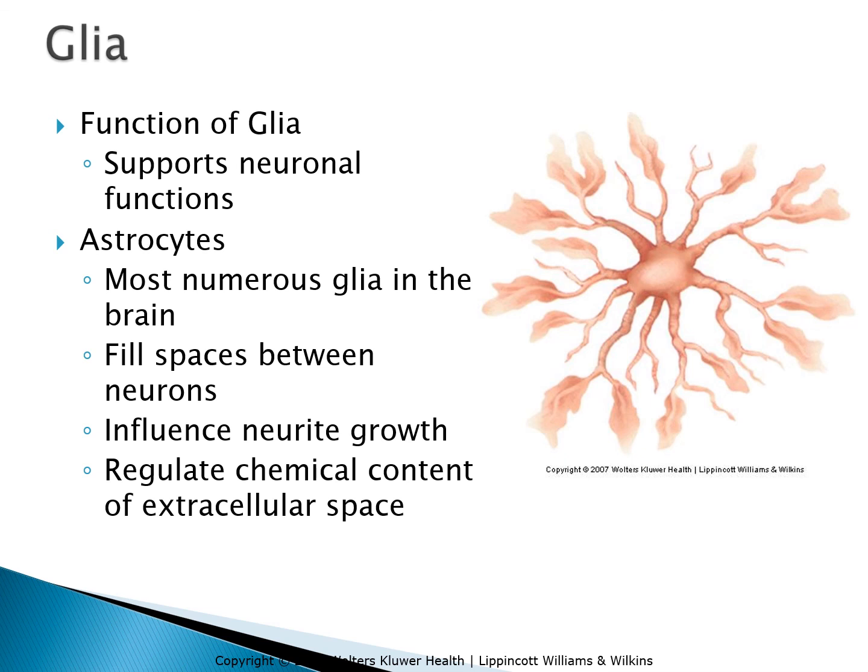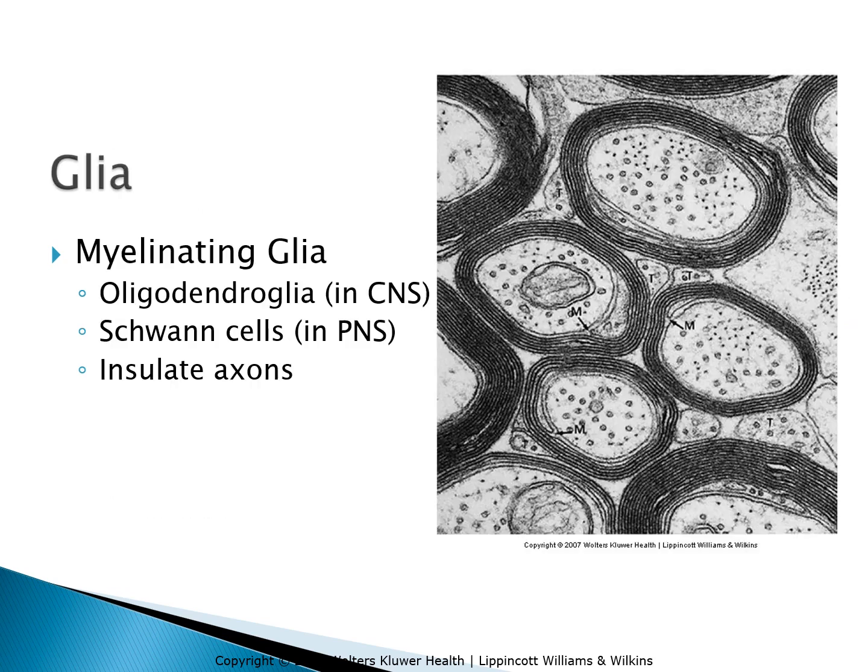So glia, what are they? Again, they're going to support neuronal functions. Astrocytes are all over the place. They fill in this space. They absorb neurotransmitter. They influence what happens with the growth of new neurons as they're growing. They regulate the content of the extracellular space, like what is around all the different neurons. Then you also have myelinating glia. These are the oligodendrocytes or the Schwann cells. The oligodendrocytes are what's in the central nervous system. The Schwann cells are in the peripheral, meaning outside the spinal cord.